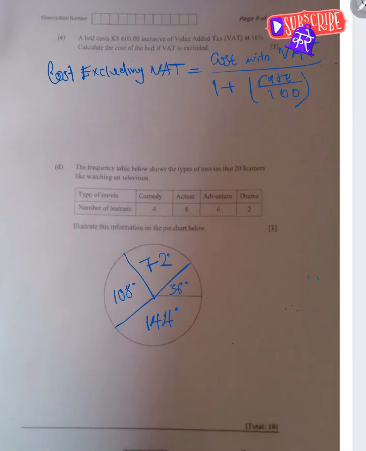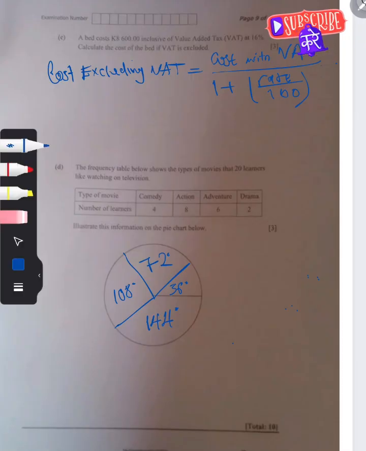Then that is done. In question C, we have a bed that costs 8,600, including value added tax at 16%. We want to calculate the cost of the bed if the VAT is excluded. So we are just going to use the formula: cost excluding VAT is given by the cost inclusive of VAT divided by 1 plus rate divided by 100. The rate is the value added tax rate.